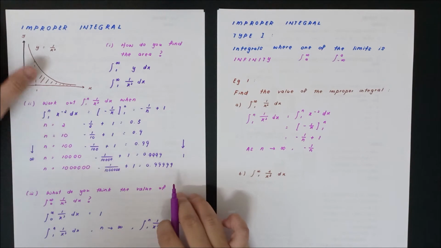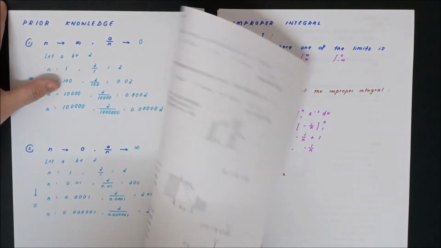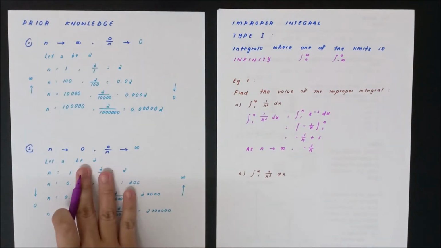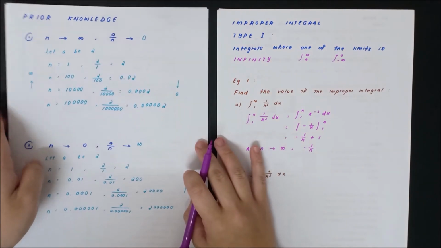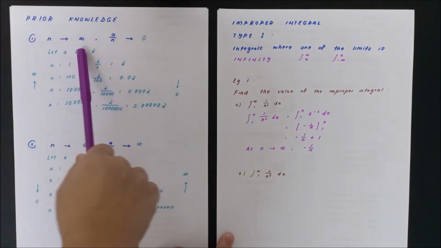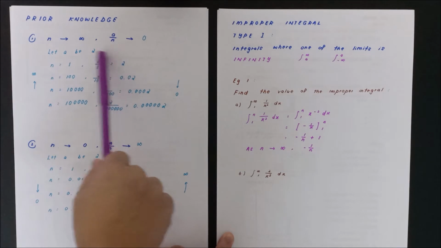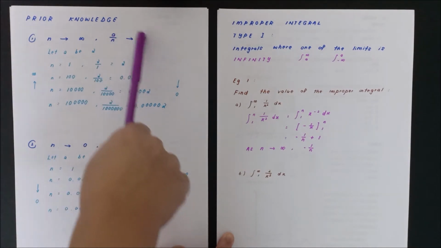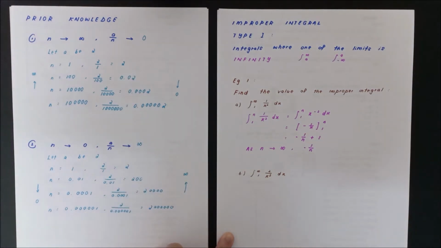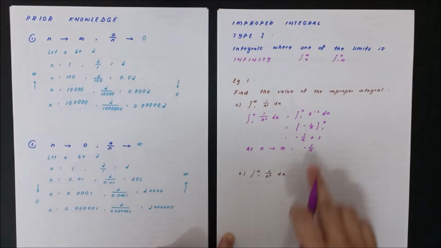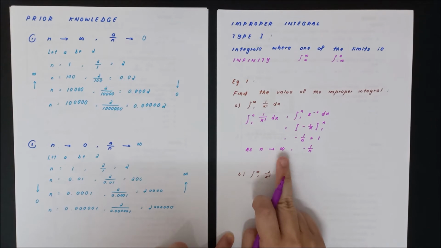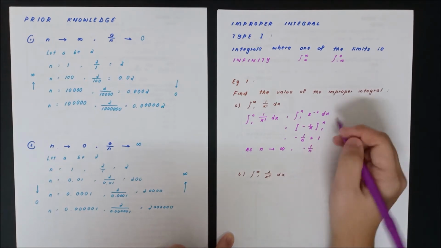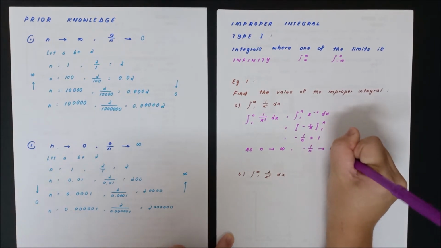So let's go back to the prior knowledge that we did just now. Remember, I told you the first thing: when n approaches infinity, for any fraction, as long as your denominator is infinity, the fraction approaches 0. So that's why negative 1 over n approaches 0 when n approaches infinity.